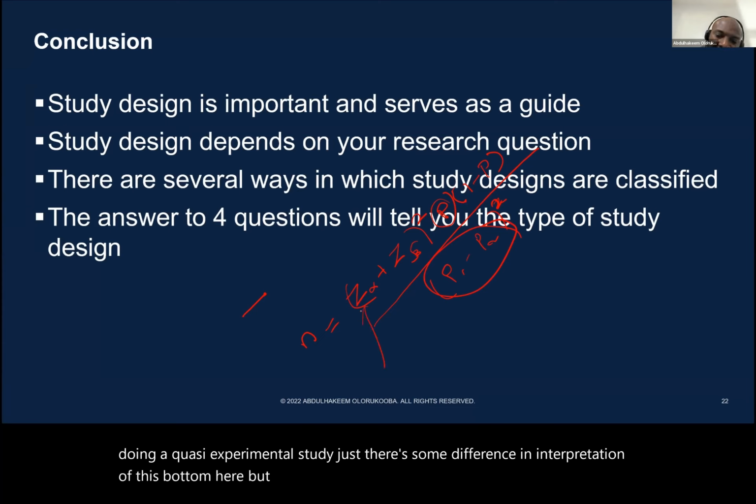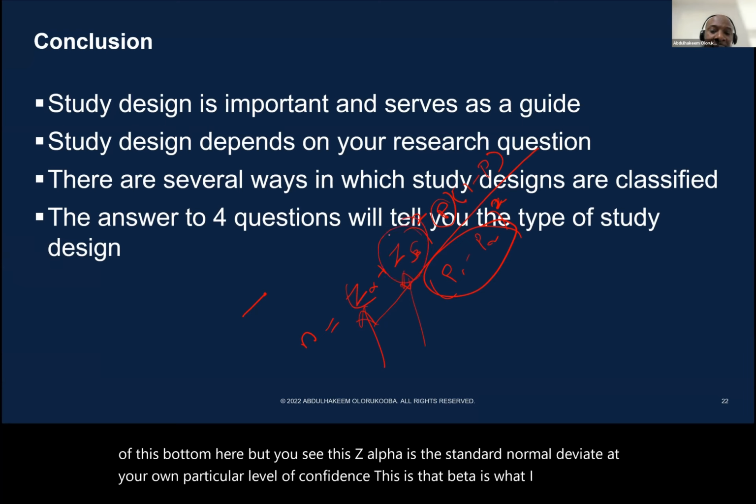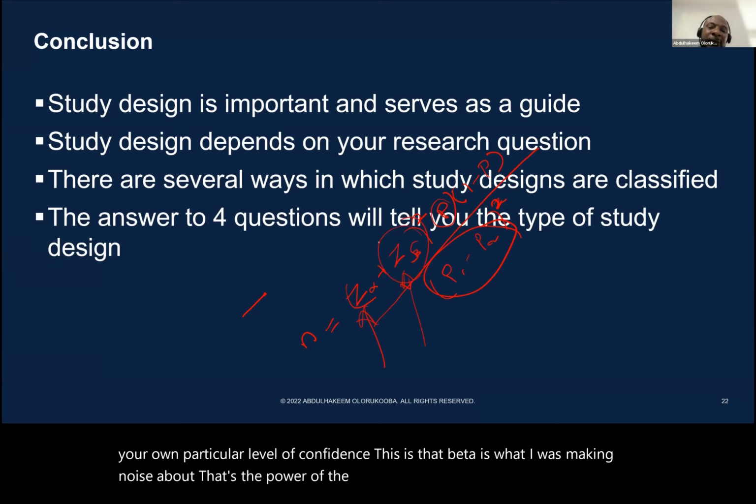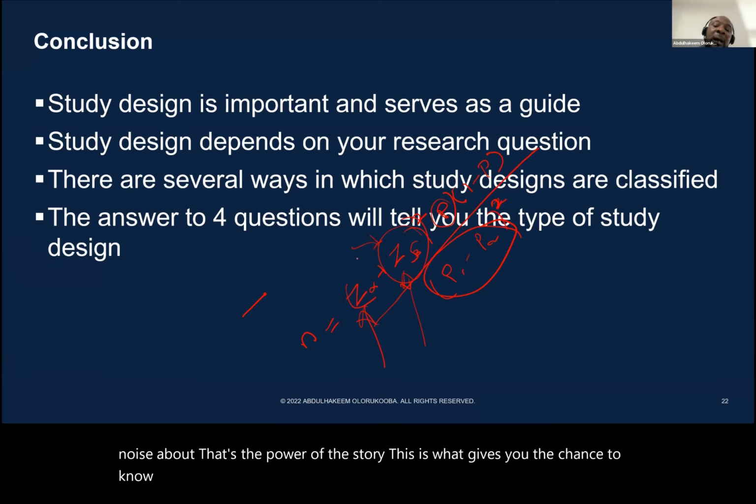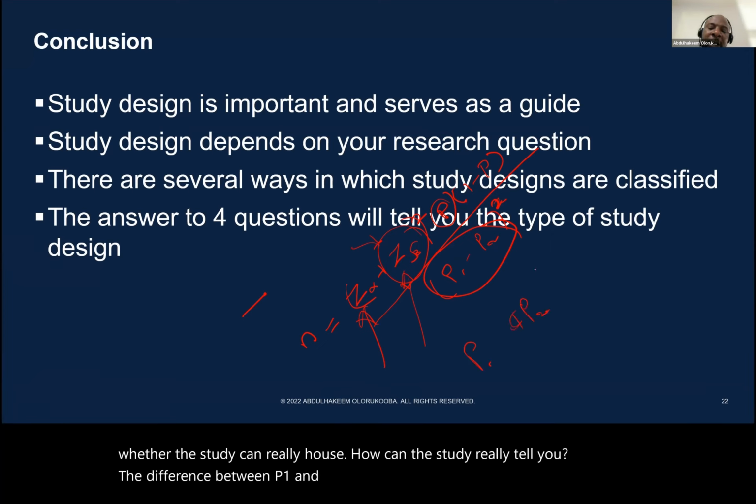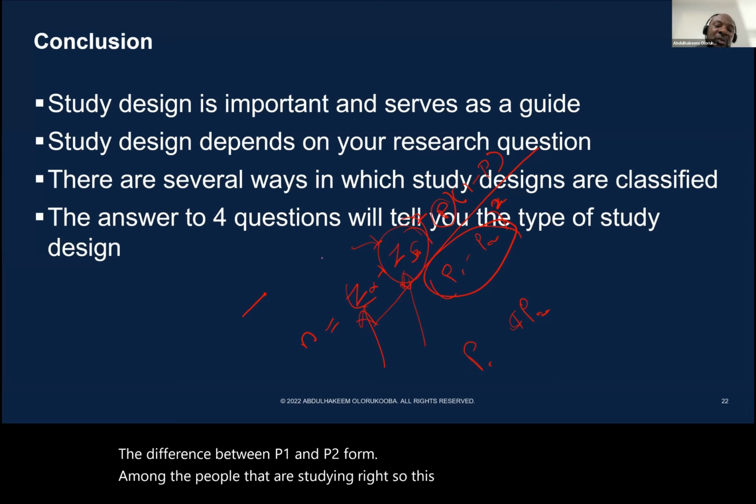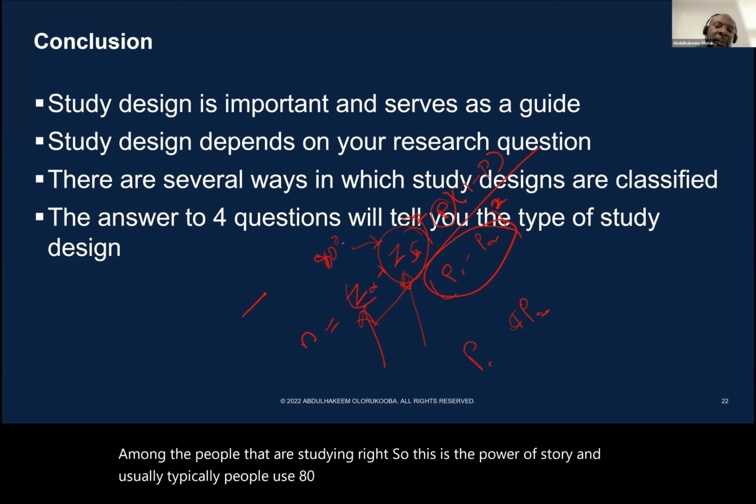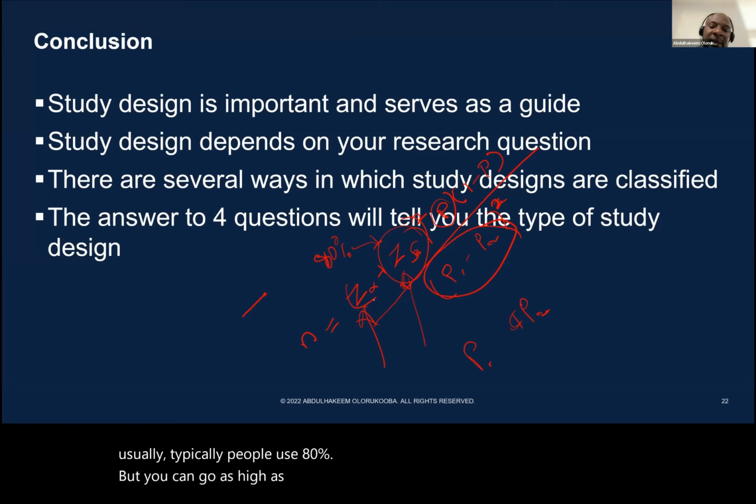But you see, this Z alpha is the standard normal deviate at your particular level of confidence. This Z beta is what I was making noise about. That's the power of the study. This is what tells you whether the study can really show the difference between P1 and P2 among the people that you are studying, right? So this is the power of the study, and typically people use 80%, but you can go as high as 90%, 99%. For Z alpha, people use 95% for a normal study, and people go as high as 99.9%.